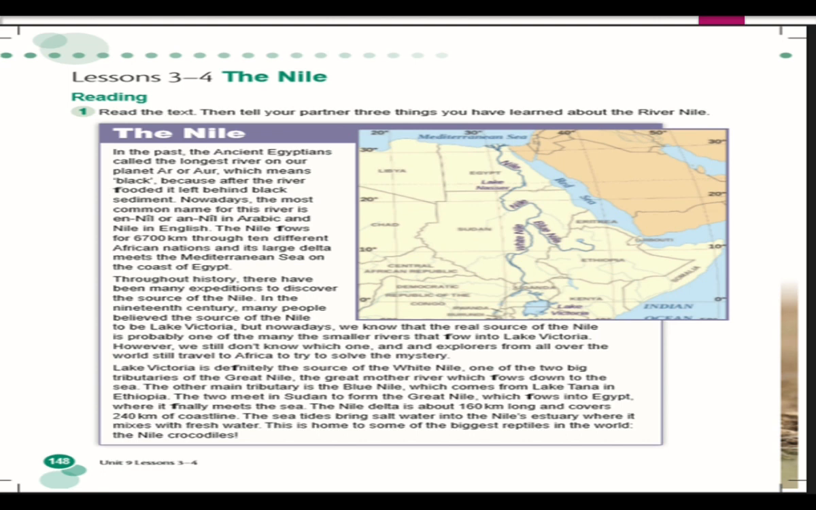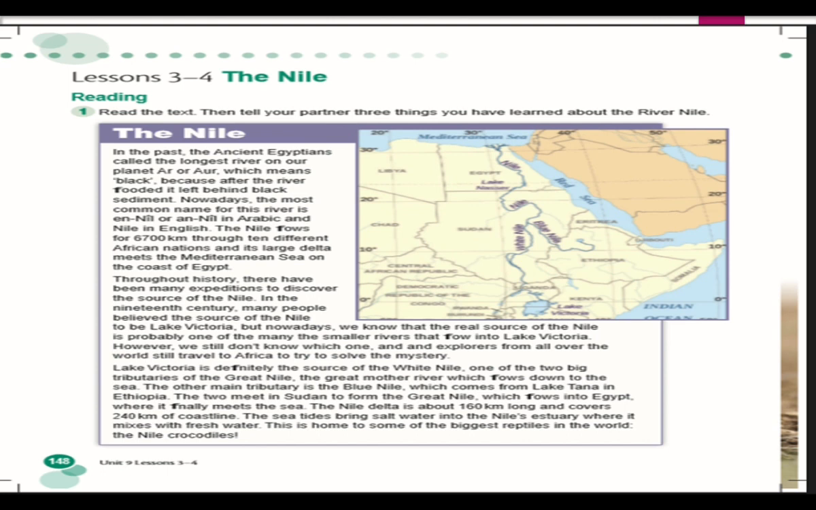to solve this mystery. Lake Victoria is definitely the source of the White Nile, one of the two big tributaries of the Great Nile, the Great Mother River, which flows down to the sea. The other main tributary is the Blue Nile, which comes from Lake Tana in Ethiopia. The two meet in Sudan to form the Great Nile, which flows into Egypt.